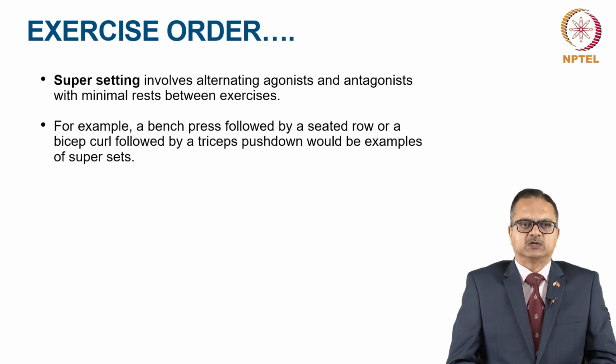The other method is called supersetting. Use alternating agonists and antagonists with minimal rest periods between the exercises. Example, do a bench press followed by a seated row, or a biceps curl followed by a triceps push down. So these would be examples of supersets. And when you're doing these sets, make sure the rest period which you give between the exercises is really minimal.